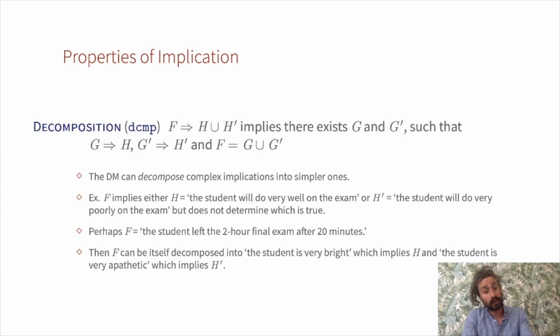And that's the student's really smart, understands the material really, really well, and leaves in 20 minutes, does really well. This implies H. Or the student doesn't have any idea what's going on and realizes that they're not going to do well and leaves very quickly because they're a terrible student, and that implies H prime. So the axiom says that such a decomposition always exists.